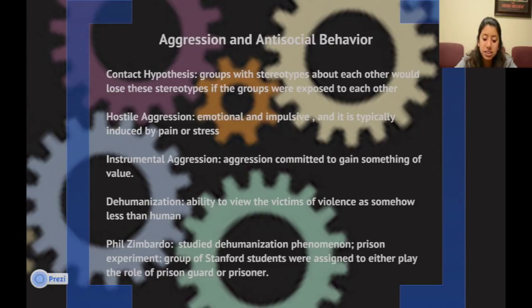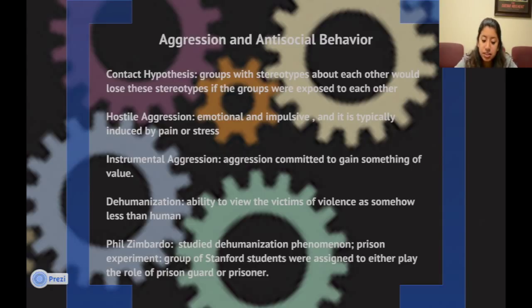And then we have instrumental aggression, which is aggression committed to gain something of value. So for example, there might be violence between two siblings because one has the ball and the other one wants it, so they might push them. So aggression so that they could gain that item or possession that they hold valuable or want. And then we have dehumanization, which is the ability to recognize that victims of violence are somehow less than human.